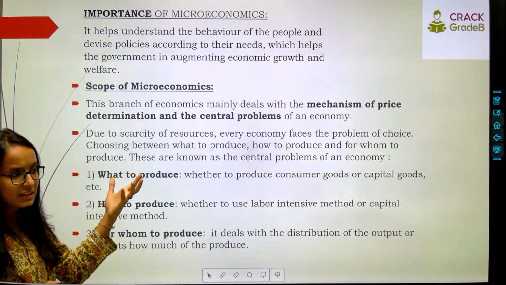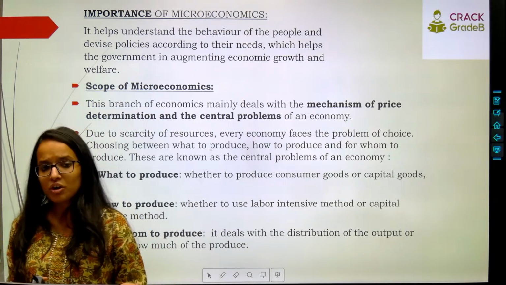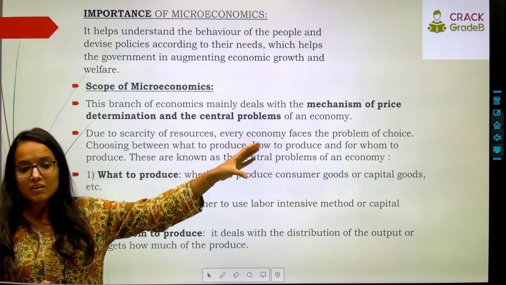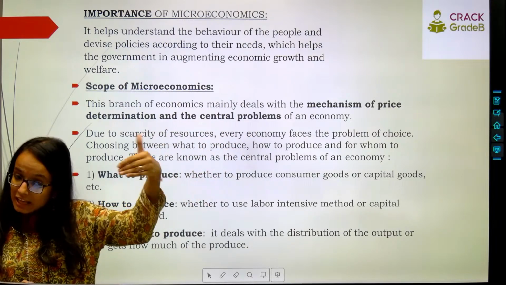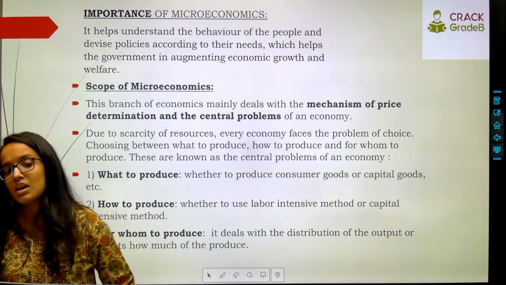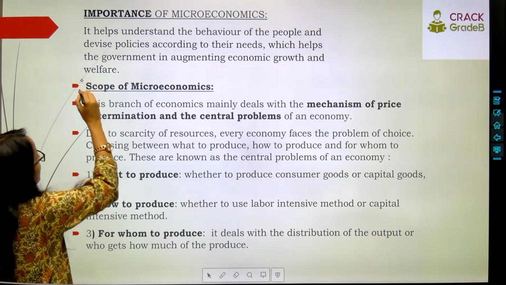Microeconomics has certain significance: unless you understand the behavior of individual entities, you will not be able to devise policies for the nations, right? So it helps the government to devise policies, and helps the investors and the producers to devise the prices and the products accordingly. Okay.